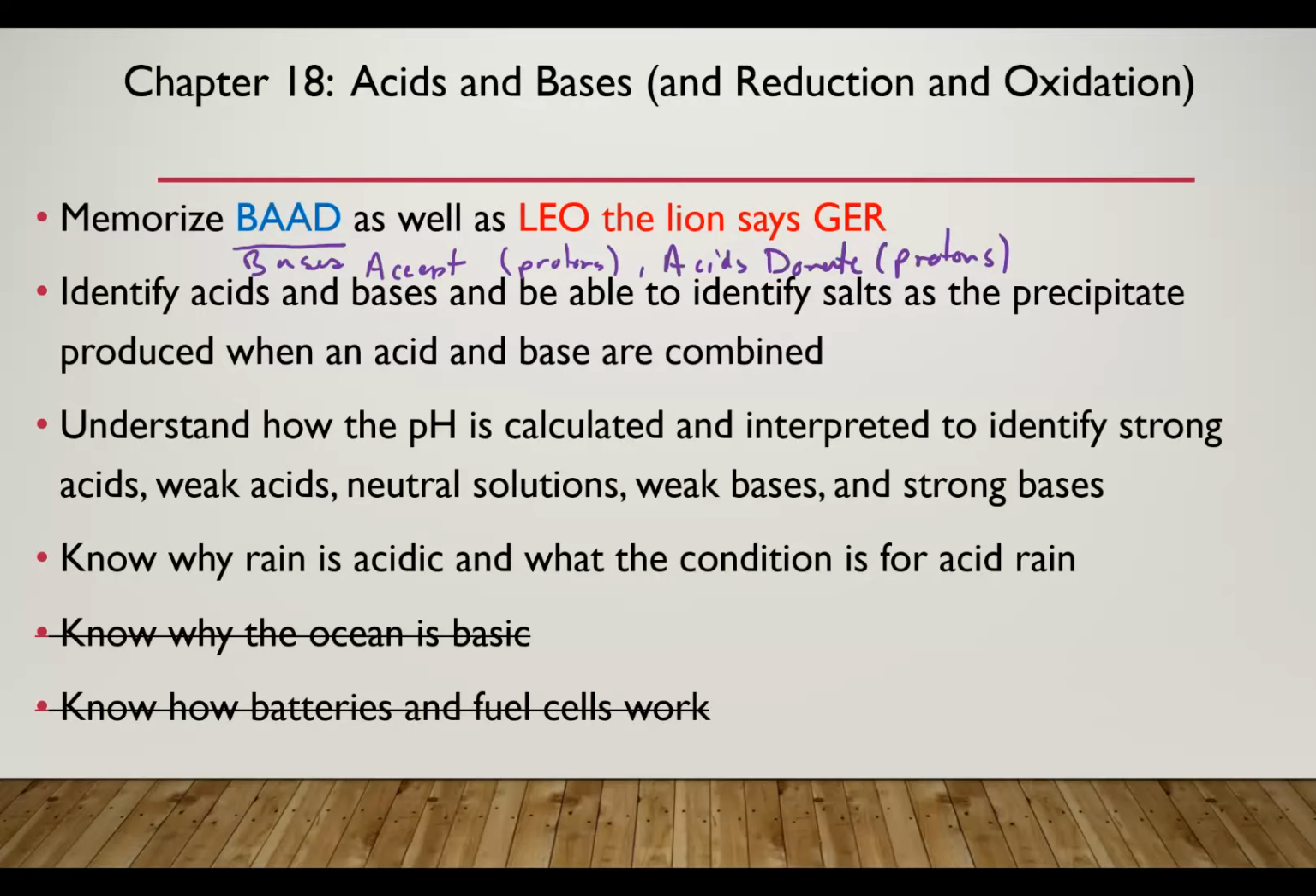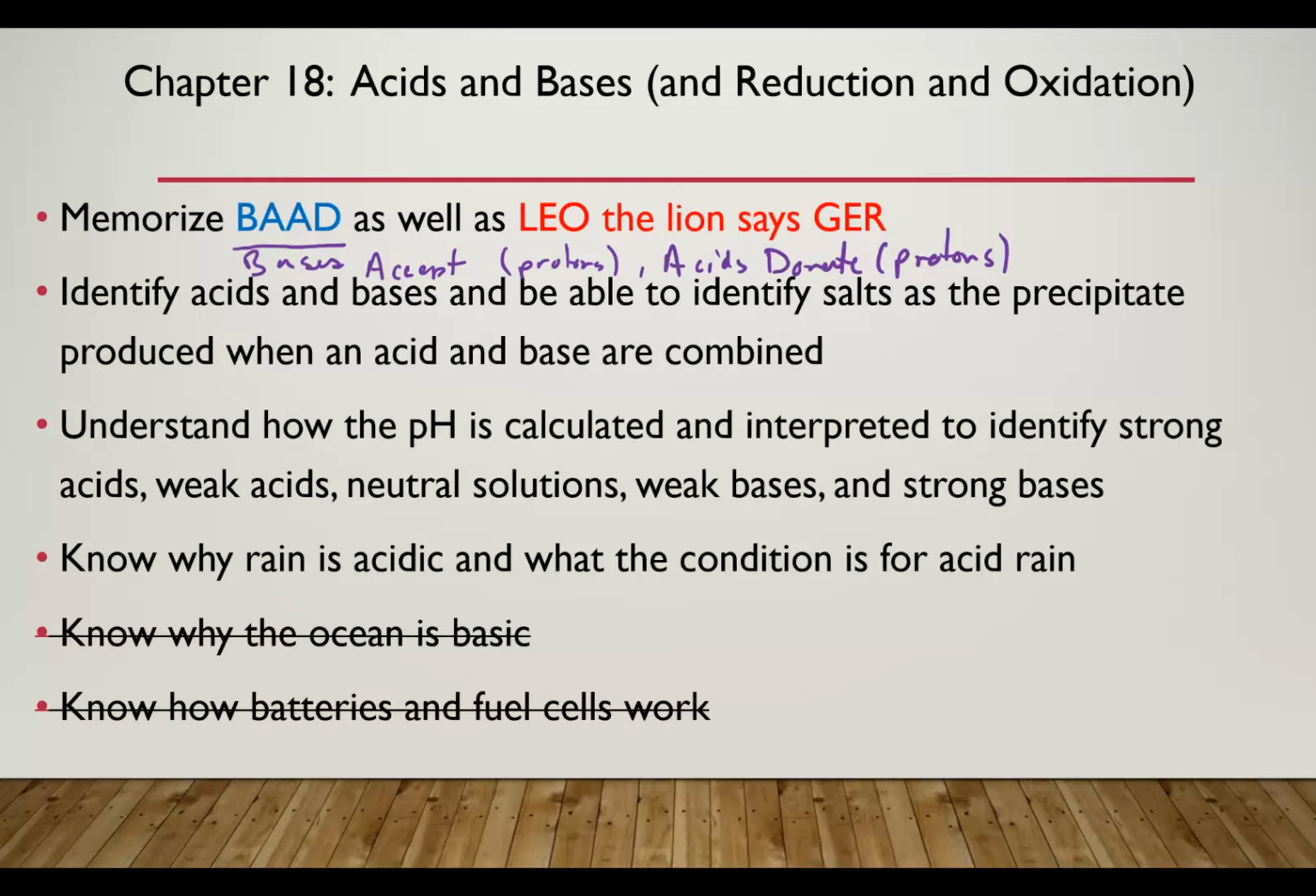A base accepts that. So you should be able to look at a chemical reaction and say, aha, this water gave up a proton to become OH. So that water, since it donated, it must have been an acid. Or in another case, you could have a water accepted a proton to become hydronium, in which case it would have been a base. Water can be both an acid and a base. And so acids and bases, you need to be able to identify them based on this. And identify salts as the precipitates.